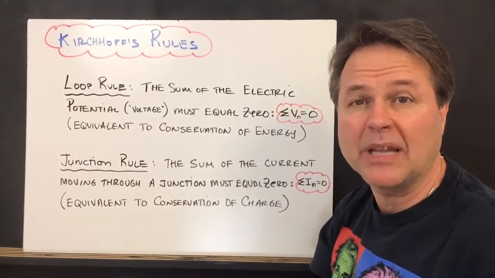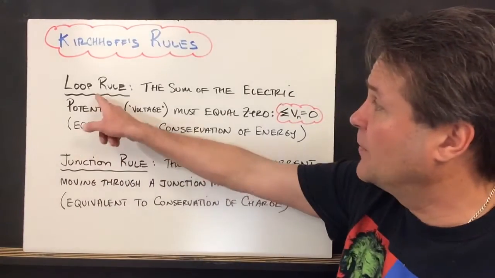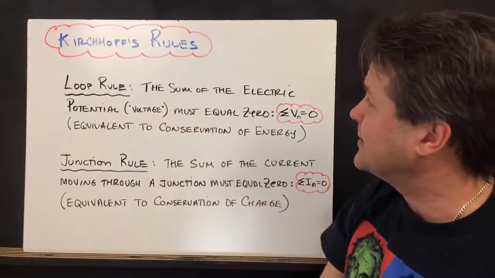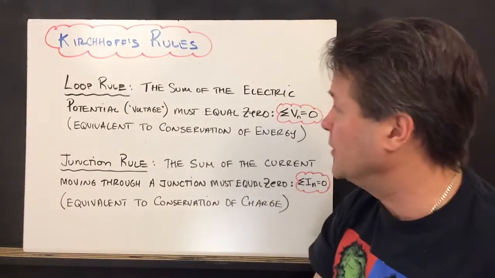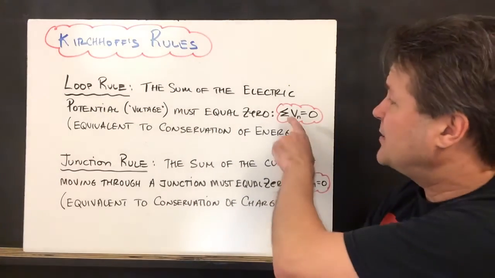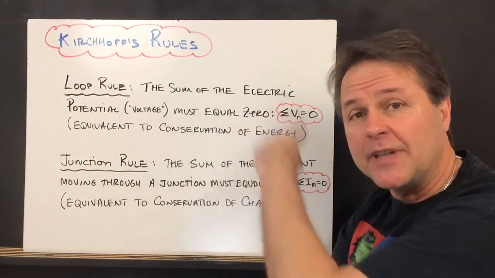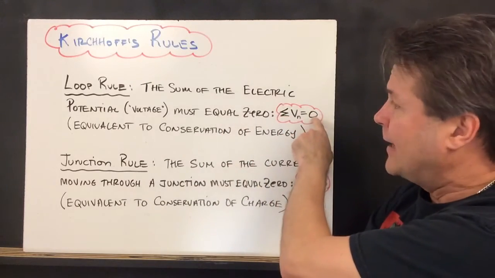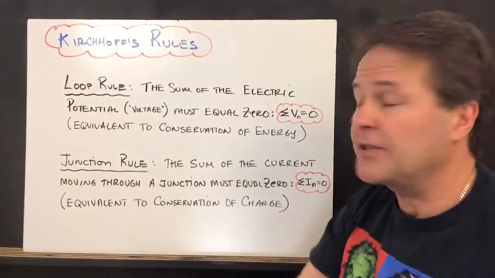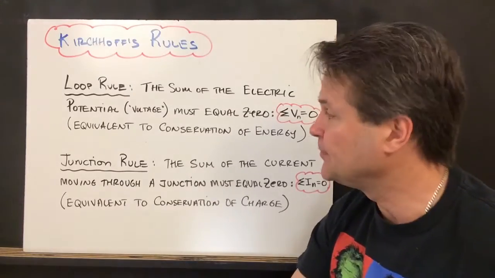Kirchhoff's rules for complex circuits. There are two rules. First, the loop rule says that the sum of the electric potential, or voltage, must equal zero. That means that all of the voltages involved in that loop must all add up to zero. This is equivalent to the conservation of energy law.